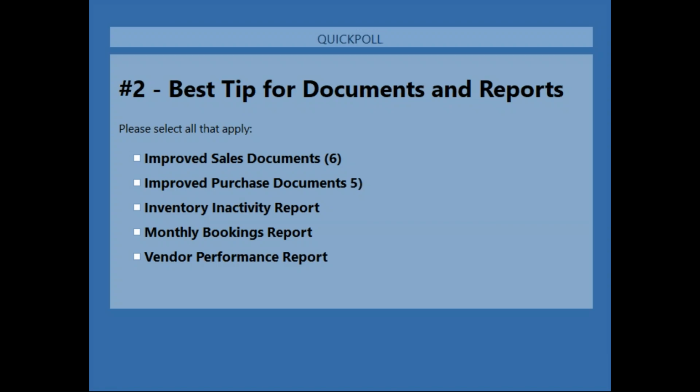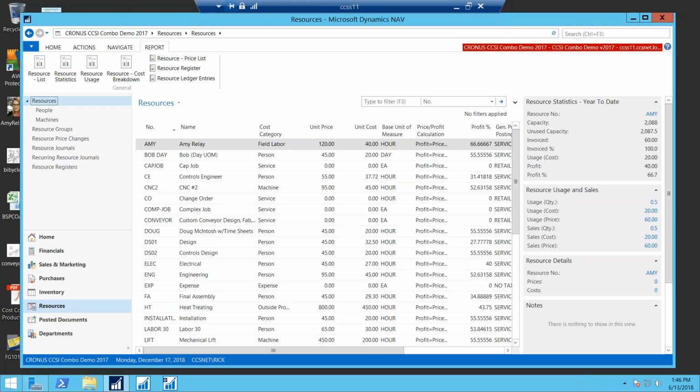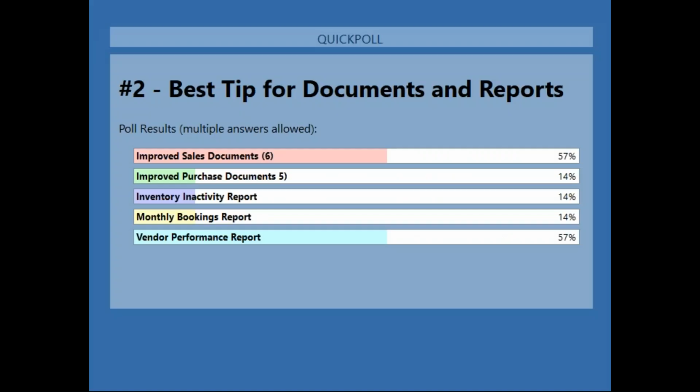Okay, got 70% of you voting. Okay, time's up. You got to be quick around here. So I'll share this back with you. 57% improved the sales documents. You like that? Sales quotes, sales orders, credit memos, invoices, all that kind of stuff. Purchase documents got 14%. So we got more salespeople on the calls, is what that tells me.